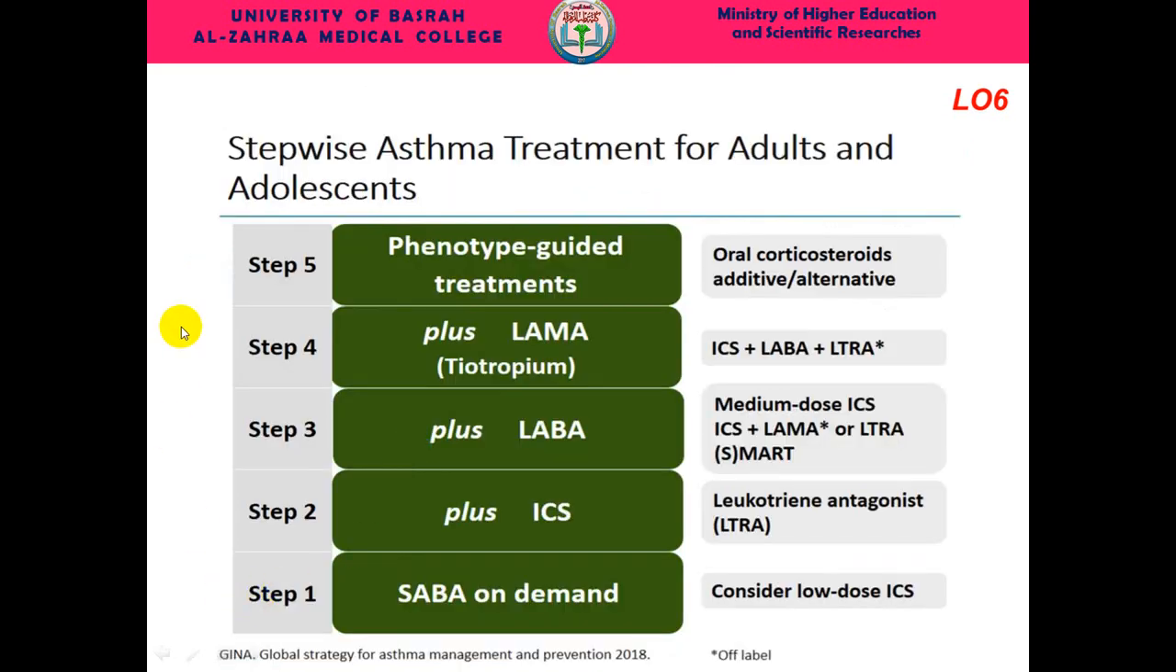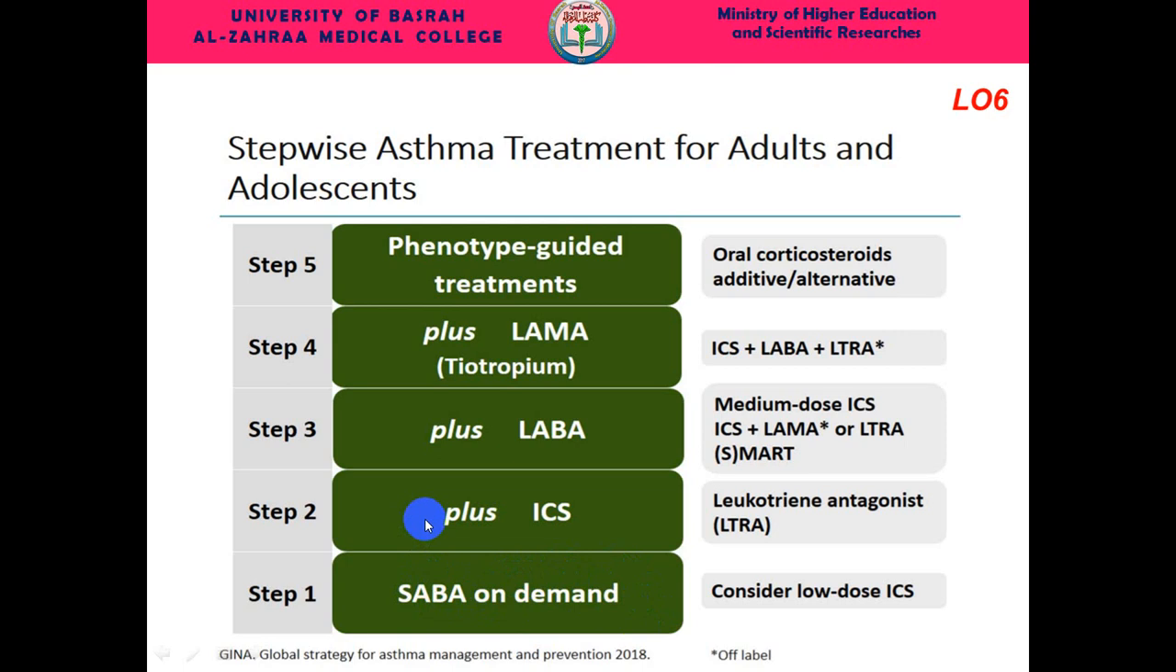What are these steps? Step 1 is short-acting beta agonist on demand. So if the patient has mild asthma, we give him a bronchodilator inhaler like salbutamol inhaler to be used on demand whenever the patient needs it.